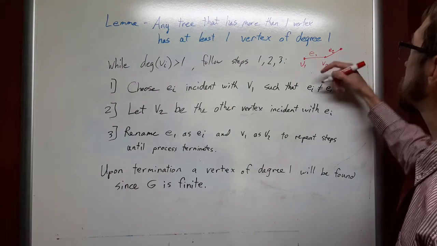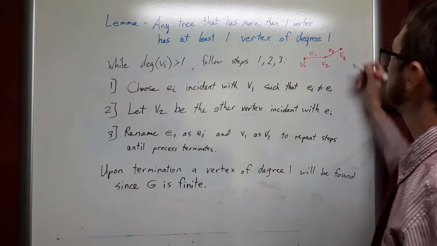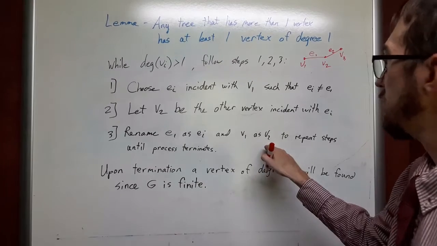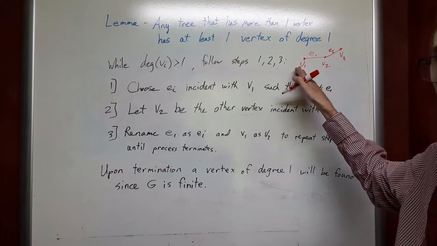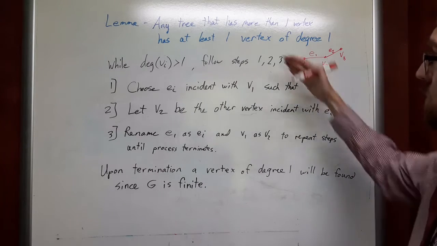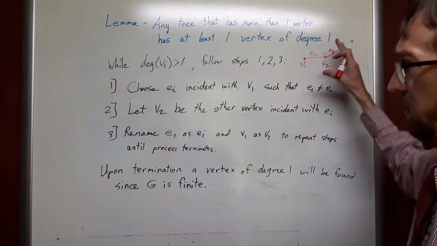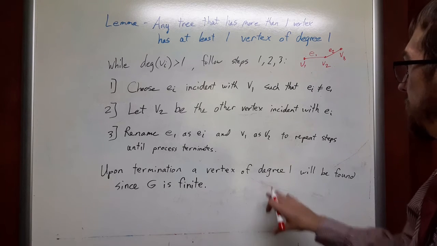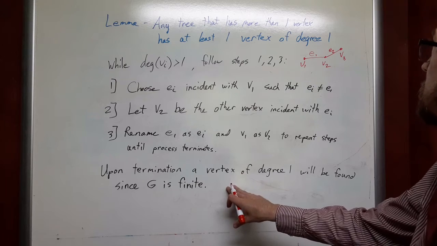And then I'm going to have some other vertex up here, which is going to be our v sub 3, and this renaming process here in step 3 allows us to cycle from our focus on v sub 1 to v sub 2. And so we just repeat this until, again, we come to the end of whatever our graph G is, and at that point we will have found something of degree 1 in our set of vertices.